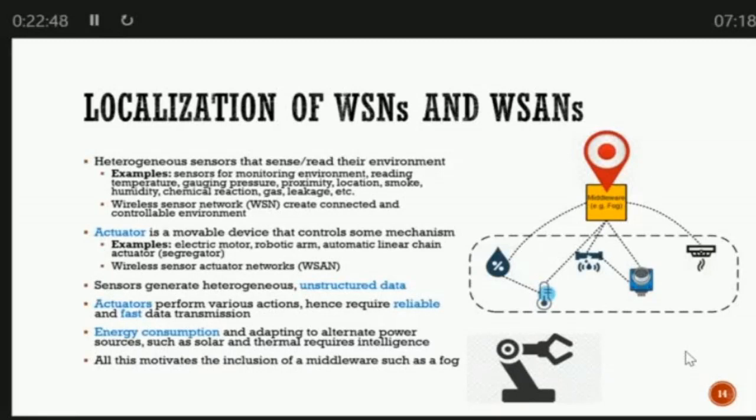There is a fog. So this is how, as you can see, in case of industrial IoT, localization of sensors is very important. Okay, and to enable localization of sensors, we need a middleware entity, and one suitable entity is fog computing. I hope everything is clear so far. So I'll move to the second component. So this is the second component.